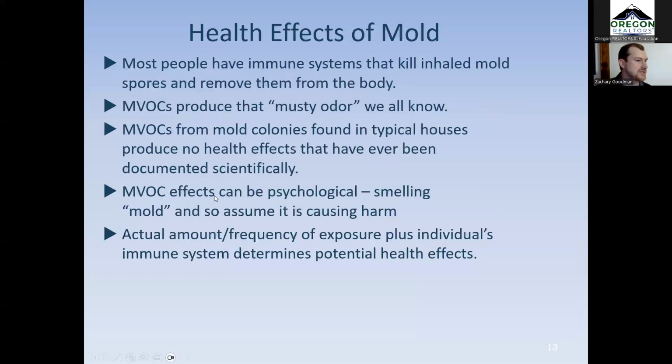Most people have immune systems that kill inhaled mold spores and remove them from the body. And going back to the MVOCs that produce the musky odor that we know, the MVOCs from the mold colonies that are found in typical houses produce no health effects that have been documented scientifically. And again, this is a scientific perspective.